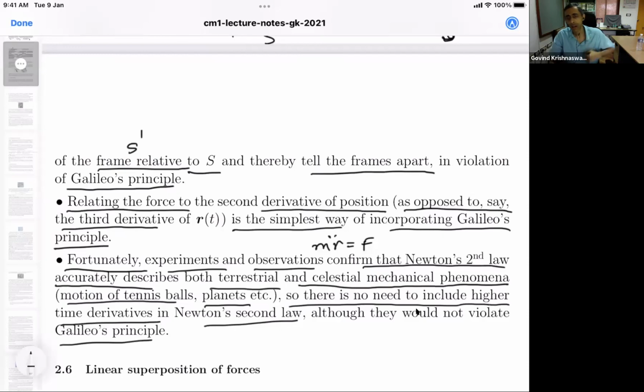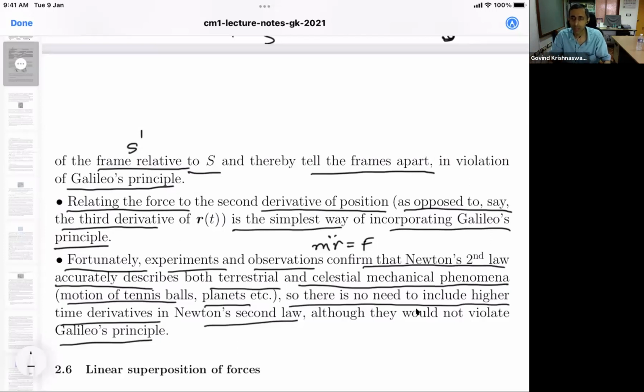Yes, we have chosen the lowest order. I should use the word order. It could be a third order equation or fourth order. They would all satisfy Galileo's principle. We eliminate all of those by the principle of parsimony, Occam's razor. We choose a second order equation.